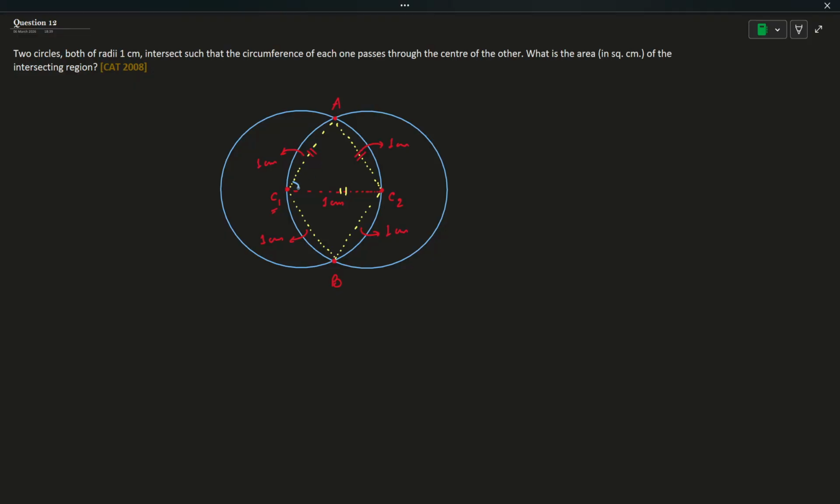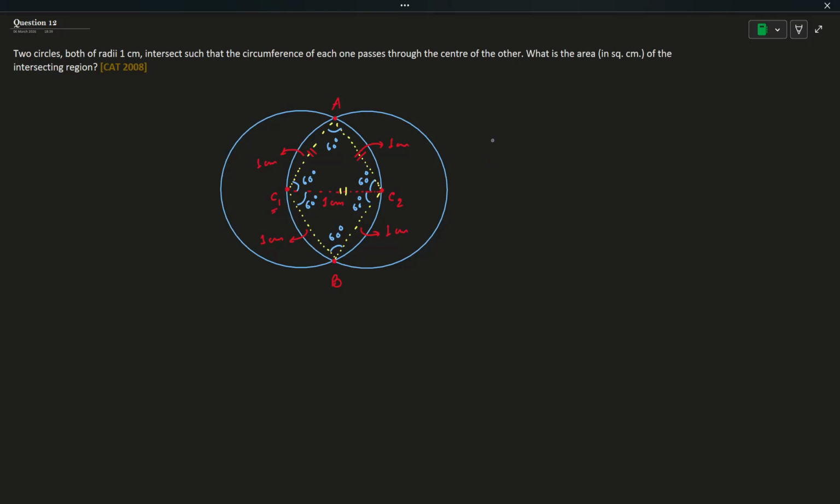That means this angle is 60 degrees, this angle is 60 degrees, this angle is 60 degrees. Similarly, this angle will be 60 degrees. All the angles here will be 60 degrees, right? So what will be the area of the common region?